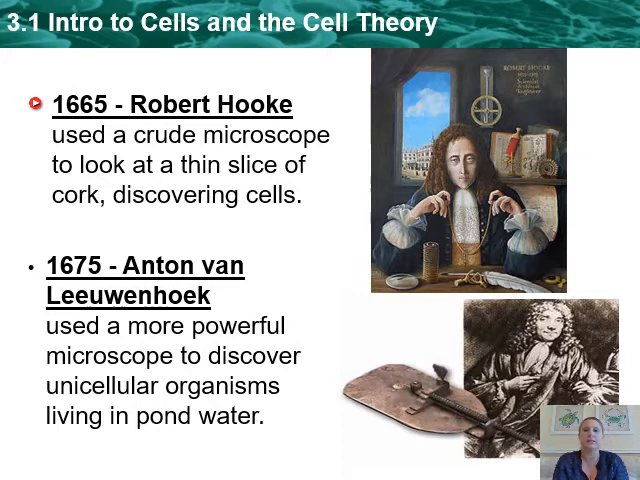My next one, 1675, Anton von Leeuwenhoek. Now, Leeuwenhoek also invented his own microscope. He used a more powerful type of microscope to discover unicellular organisms living in pond water. And he could hold this little microscope in his hand and look down from one lens to the other. He put a little drop of water down here. And when he did that, he could actually see these little things swimming around in the water. And those were little unicellular or single-celled organisms.